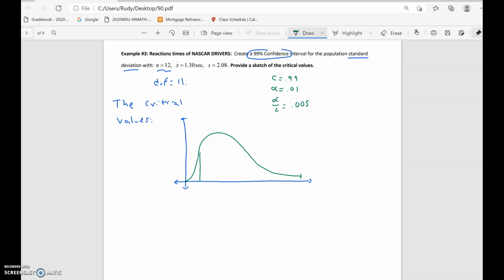So we're going to have a chi-square value on the left here and another chi-square value on the right. Let me just shade the tails. So this portion is going to have 0.99. This is going to have 0.005, and this portion here will have 0.005. Remember that the total area under the distribution is 1.